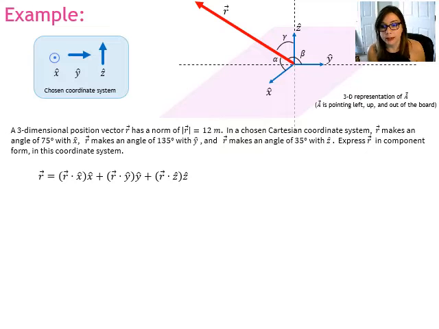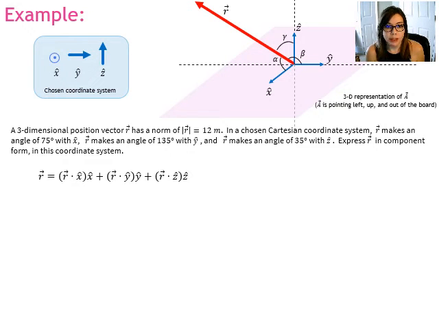So let's do an example. I have a vector r here that I've tried to draw on. It's a three-dimensional vector, so it's pointing to the left, up, and out of the board. And I've defined the angles between vector r and each of these Cartesian unit vectors. Notice that in this chosen coordinate system, x hat is pointing out of the board, y hat is pointing to the left, z hat is pointing up. Do your right-hand rule and prove to yourself that that's a valid Cartesian coordinate system.